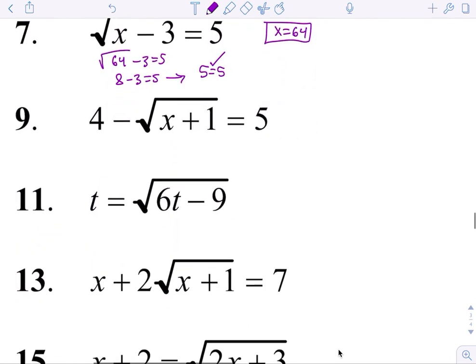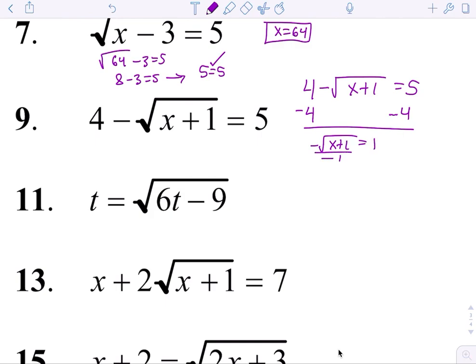Number 9. So we gotta subtract both sides by 4. So let's do that in order to isolate the radical. Negative radical x plus 1 is equal to 1. Divide both sides by negative 1. Radical x plus 1 is equal to negative 1. Take both sides to the second power. X plus 1 is equal to 1. Subtract 1 from both sides. X is equal to 0.